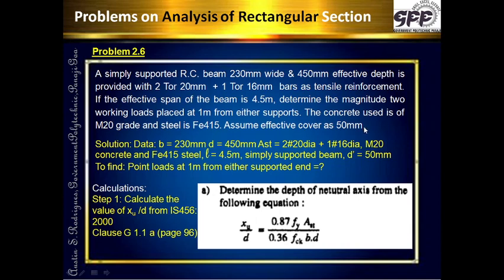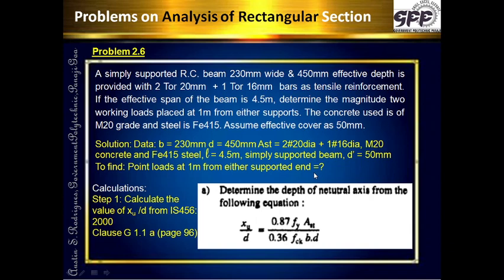As usual, what we do is we compile the data, we put all the data together. So the solution data is width is 230 mm, the effective depth is 450 mm. The area of steel has 2 bars of 20 mm diameter plus 1 bar of 16 mm diameter. We have M20 concrete and Fe415 steel. The effective span is 4.5 meters. Simply supported beam, effective cover is 50 mm. To find point loads at 1 meter from either supported end.